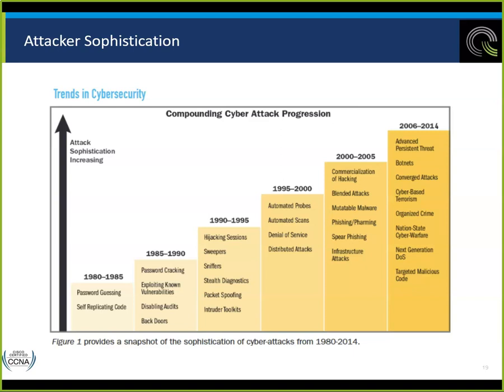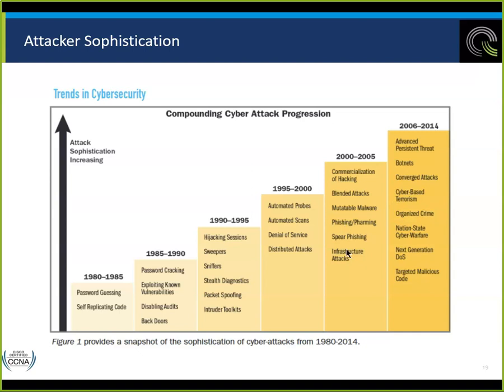The attack sophistication is increasing over time. Password guessing, self-replicating code, 80 to 85, 85 to 90, password crackers, exploiting known vulnerabilities, disabling audits, backdoors were put into things, and then the hijacking sessions, sweepers, sniffers, stealth diagnostics, packet spoofing, intruder toolkits, automated probes in the 90s, the late 90s, automated scans, denial of service attacks, distributed attacks, the early 2000s commercialization of hacking, blended attacks, mutable malware, phishing and pharming, spear phishing, infrastructure, and then this obviously doesn't go to today, but persistent threats, botnets, things that we still have. Converged attacks, cyber terrorism, organized crime, all of those things.